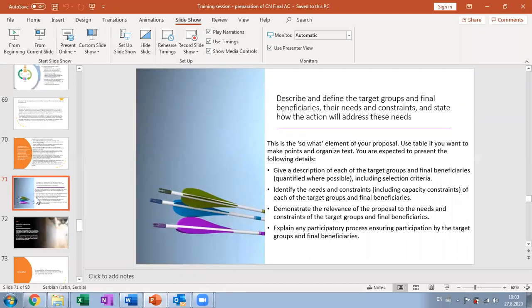If you are planning to do certain trainings, mentorships, sub-granting, definitely always try to think of selection criteria as well. Try to explain how you will gain access to these people, to these groups during the implementation of your actions.